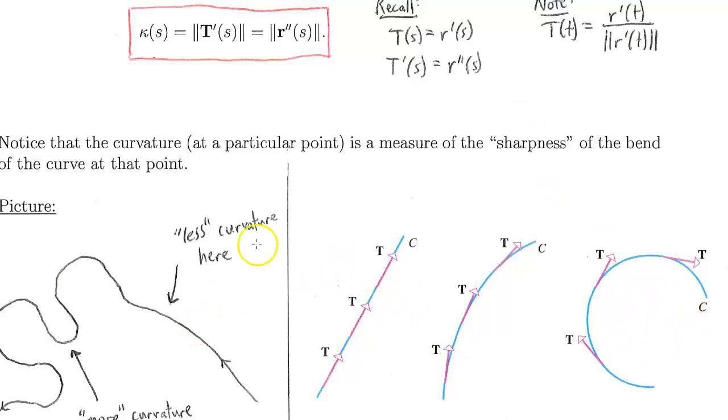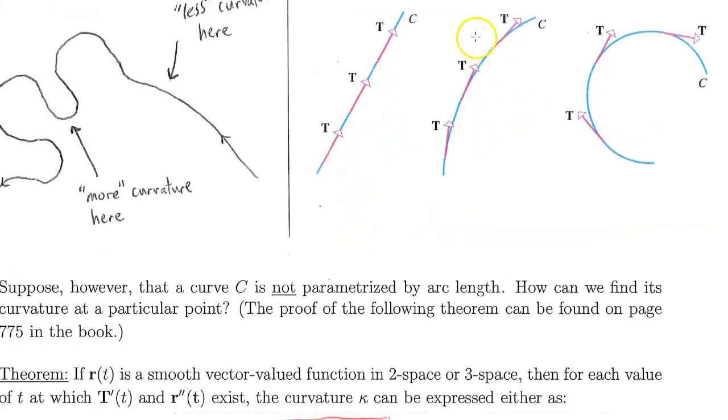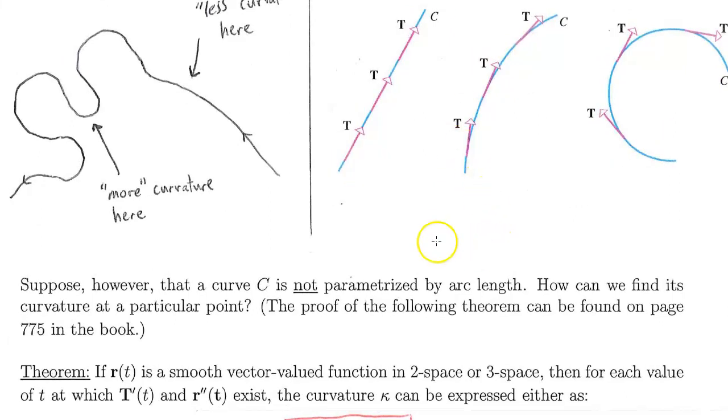Now again, you don't have to have a circle. You could have just some curve like this, and at different points along the curve, you're going to have different curvatures. Whereas for a circle, it'll have a constant curvature. No matter which point you pick, it'll have the same curvature. Okay, but let's suppose, though, we're in the situation where we have a curve that's not parametrized by arc length. Okay, how could we find its curvature at a particular point?